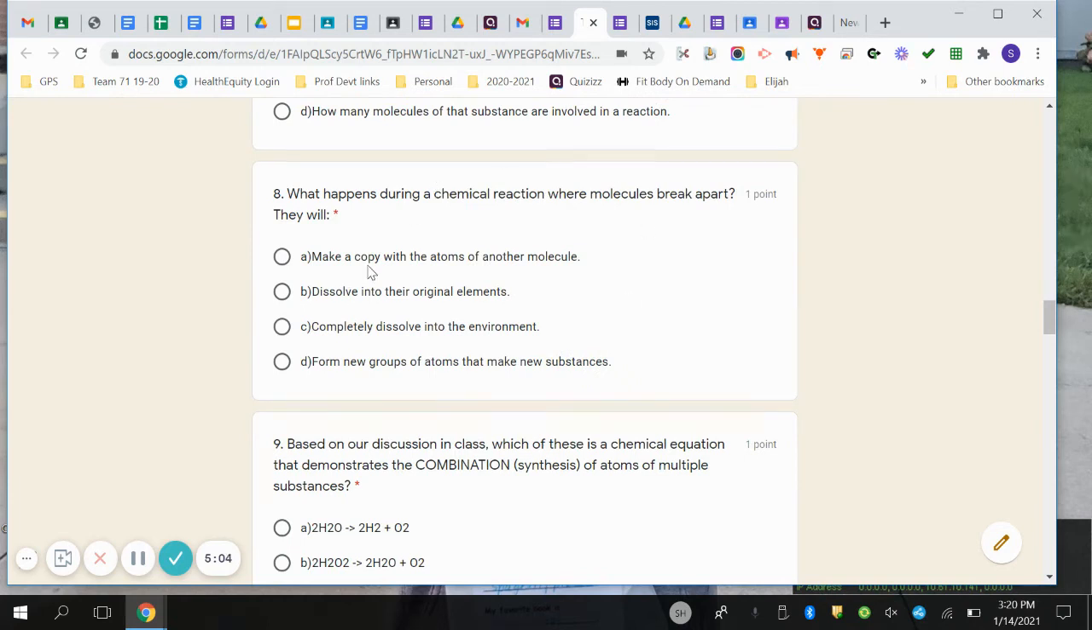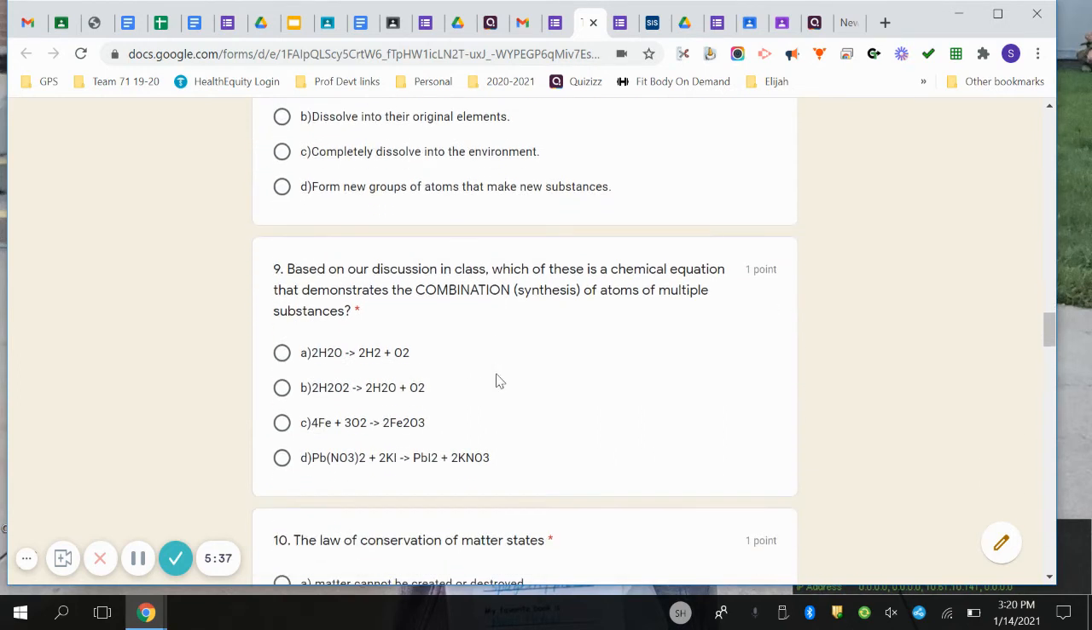Number 8, what happens during a chemical reaction where molecules break apart? Okay, so you have two molecules, A and B, that are together. What happens when they break apart? A, they make a copy of the atoms of another molecule. B, they dissolve into original elements. C, completely dissolve into the environment. Or D, form new groups of atoms that make new substances.